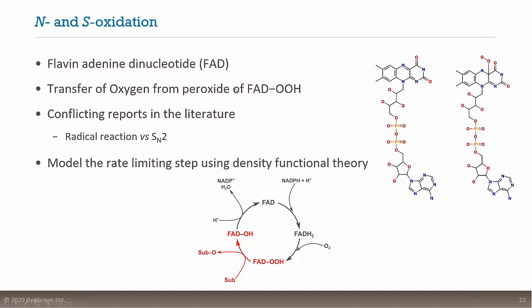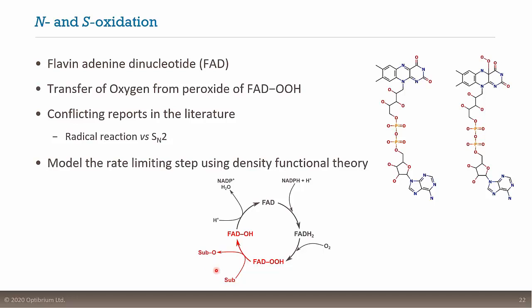Like I said before, we're going to concentrate on N and S oxidation, and we'll talk a little bit about the flavin-adenine dinucleotide. This is the cofactor for FMOs, and this essentially does the oxidation part, but it cannot do the oxidation before it forms FAD peroxide. So you can see here is just the FAD, and the peroxide is formed here. When we look at the catalytic cycle, we are actually interested only in this red part, where one of the oxygens, this oxygen over here, gets transferred to our substrate. So we're only going to be modeling this red part here.